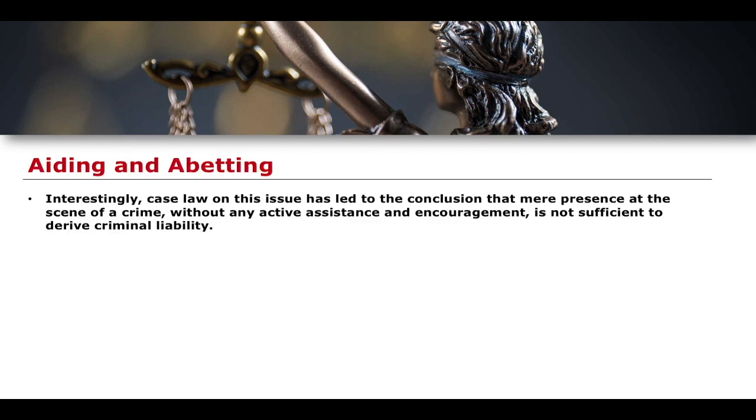Now, when we talk about the case law on these issues, we see that it has led to some interesting conclusions. For example, one of the most important and leading cases on this, which we're going to get to in the next slide, tells us that mere presence at the scene of a crime, just being there in and of itself, without any kind of action, encouragement, or communication to the principal defendants, is not sufficient to derive criminal liability for aiding and abetting.